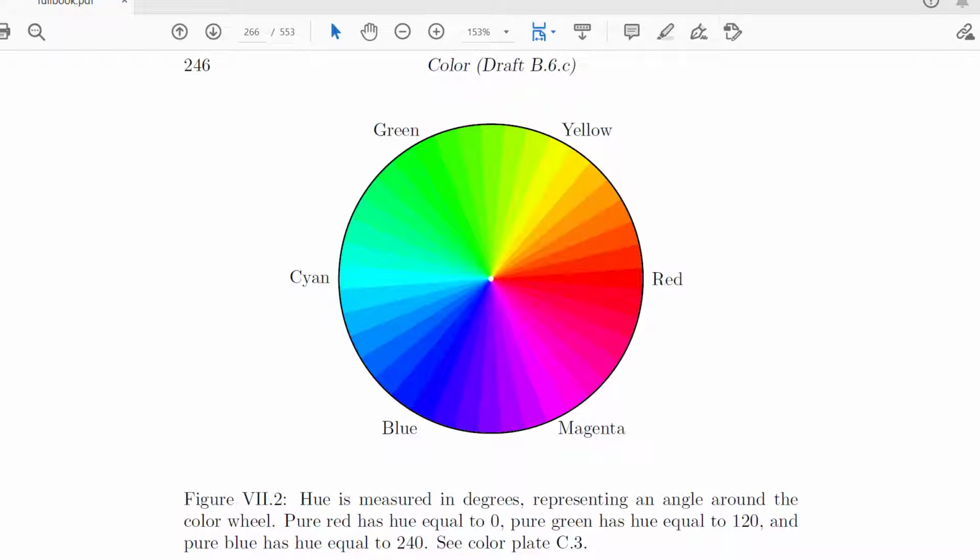So in this image, we see the circle of colors again, starting at red at angle 0, hue equals 0, gradually transitioning to yellow at 60, to green at 120, to cyan at 180, to blue at 240, to magenta at 300, and then back to red at 0.